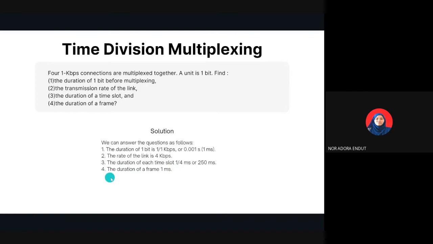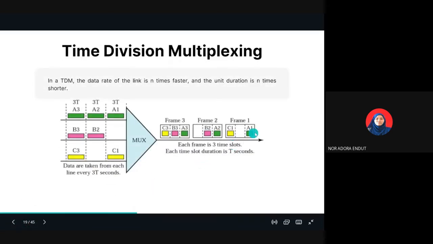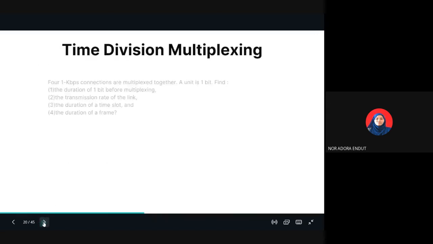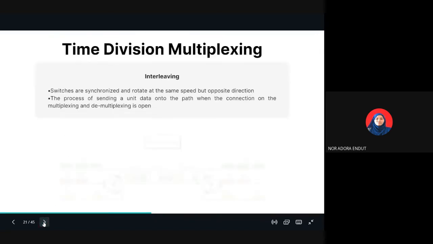Okay, and the duration of a frame is 1 millisecond. Okay, so pecahan ini kali semula 4 menjadi 1 milliseconds. Okay, boleh. So nampak macam ni jugalah macam saya tunjuk tadi. Okay, pecahkan satu, bila jadi satu frame kalilah berapa time slot yang ada. Okay, I think there's another example.